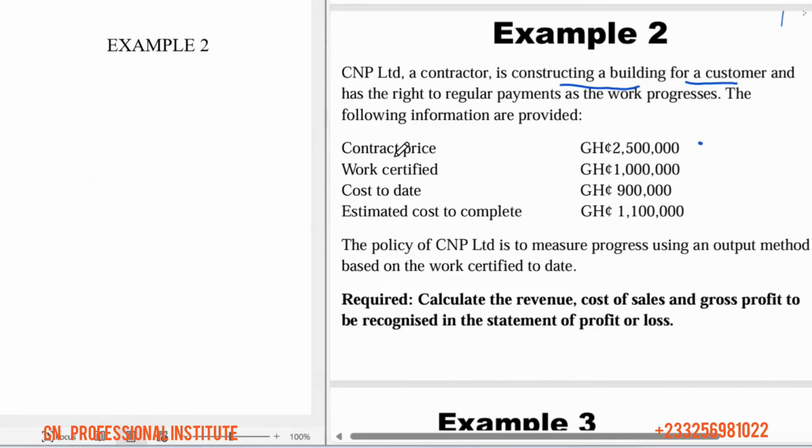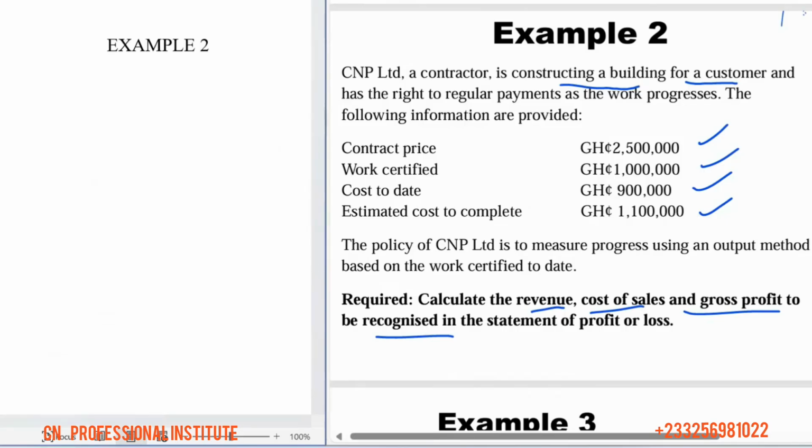So you have the contract price, 2,500,000, work certified 1 million, cost to date 900,000, estimated cost to complete 1,100,000. The policy of CL Limited is to measure progress using an output method based on work certified to date. Required: calculate the revenue, cost of sales, and profit to be recognized in the statement of profit or loss. So here they are using the output method.